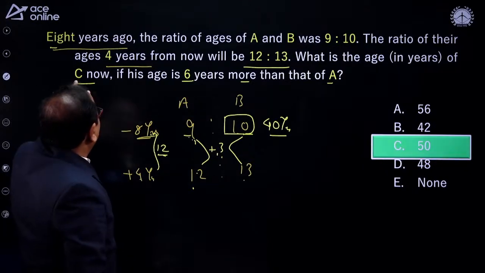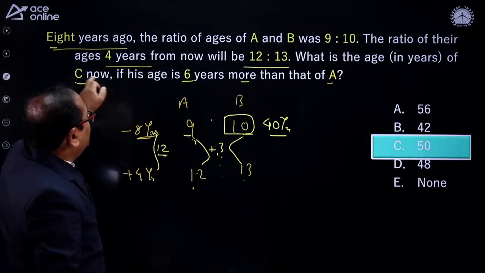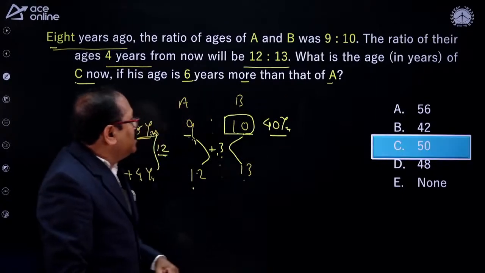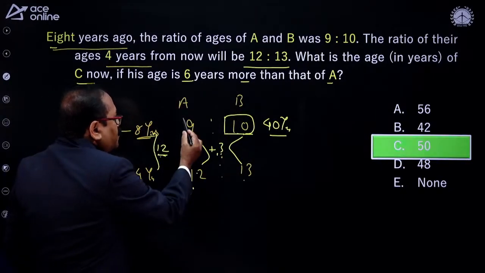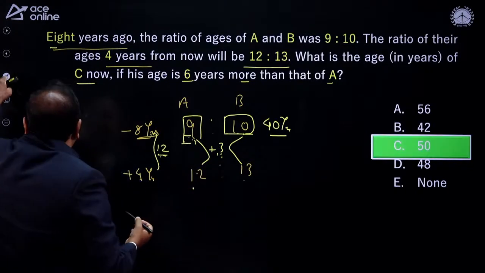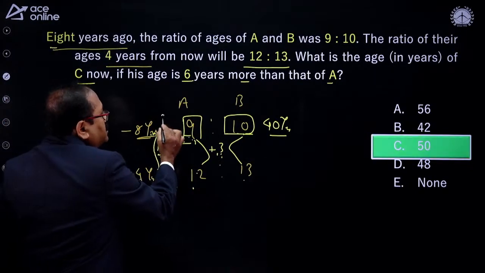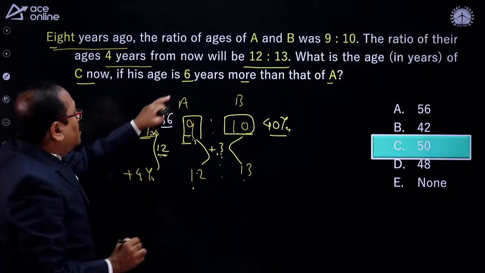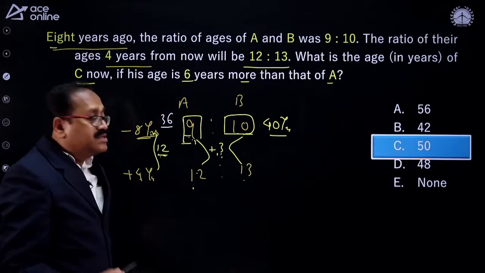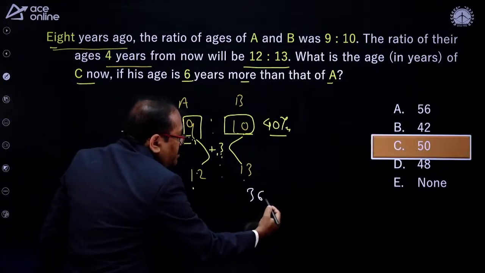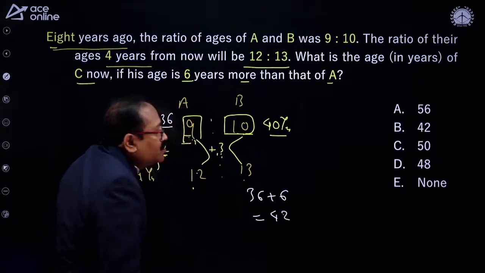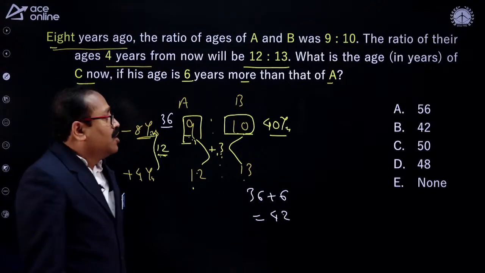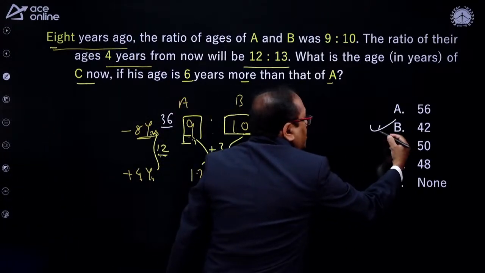Now it says that I have to find C's age, which is 6 years more than A's age. So I need to get A's age. When 1 part is 4, then 9 parts will be 36. After adding 6, I will get C's age. This is simple: 36 plus 6, which is nothing but 42. So you are right, those who mentioned that option B is the right answer, 42.